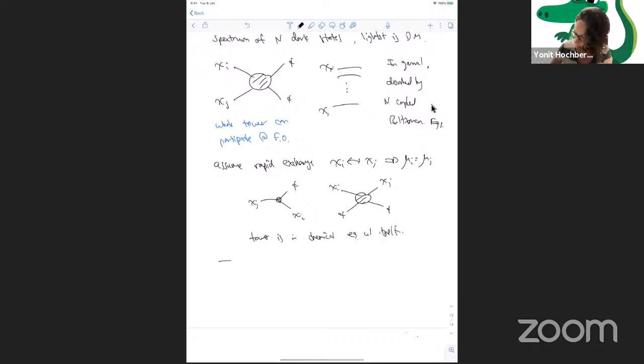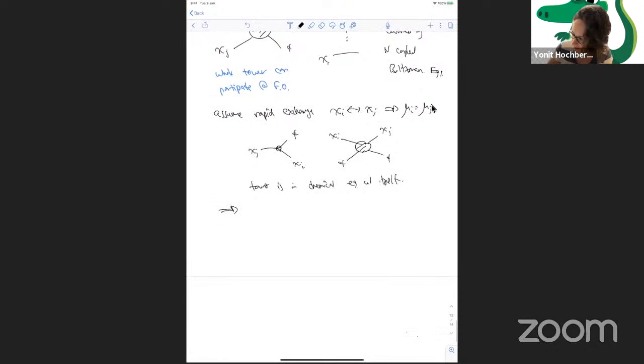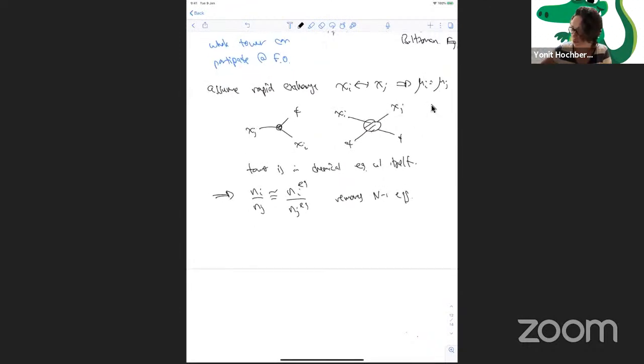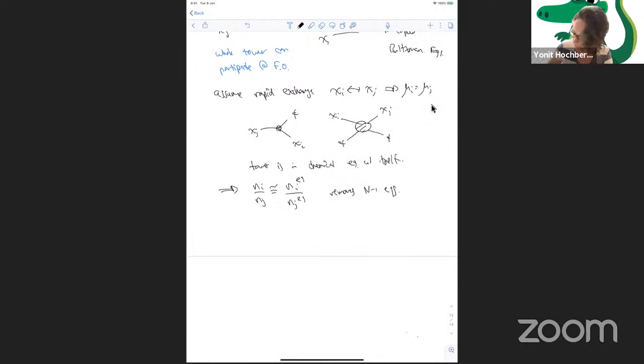What this enables us to do, as the bottom line, is write the ratios of the number densities of these different particles in the tower roughly as just the equilibrium ratios. This removes n-1 equations from the story. At the end of the day, there's just one equation we can write down, the equation for n, which is the sum of all of the number densities of these different particles in the tower. So this is the total number density.